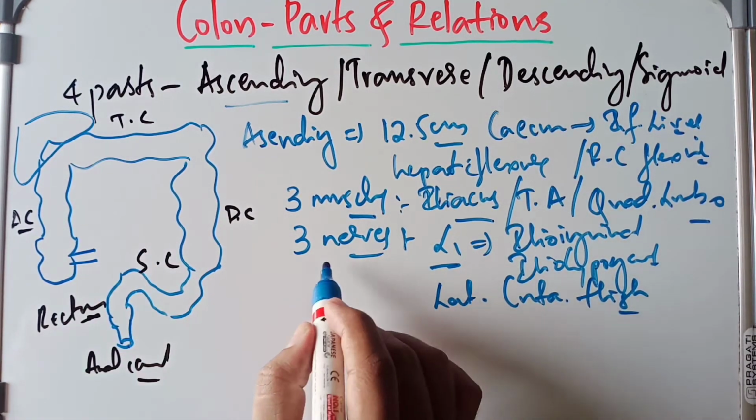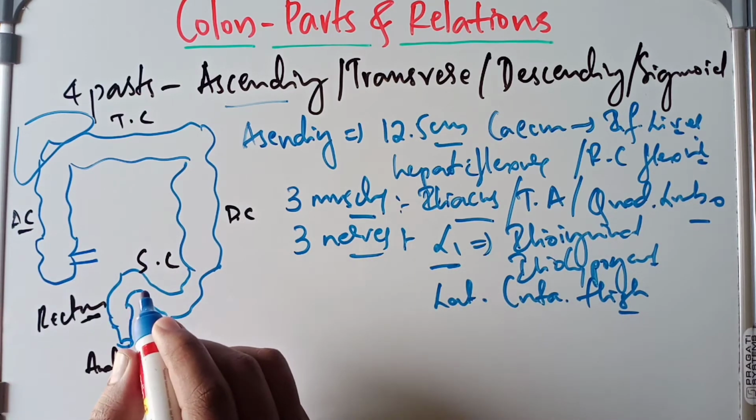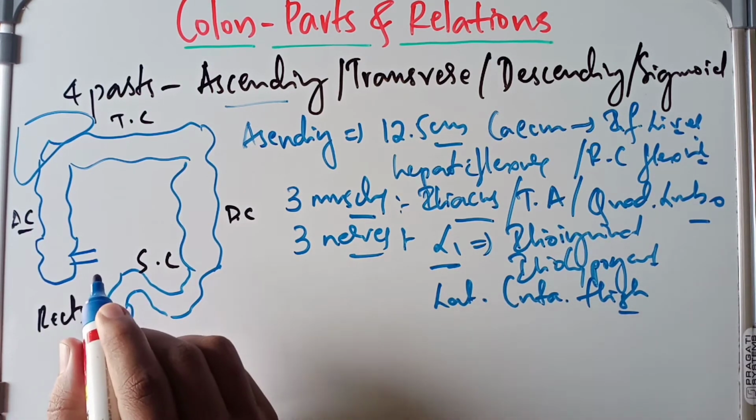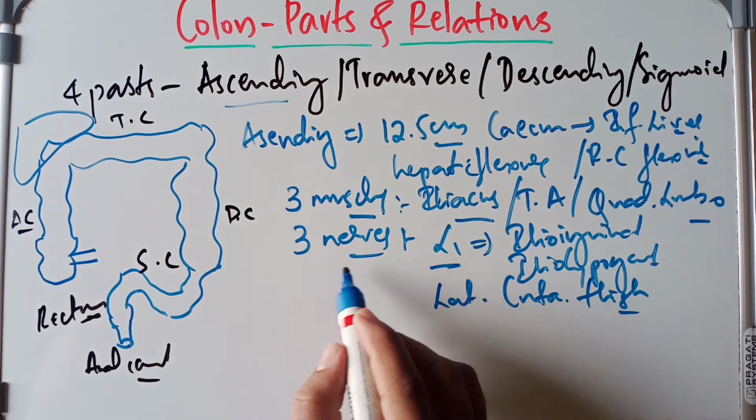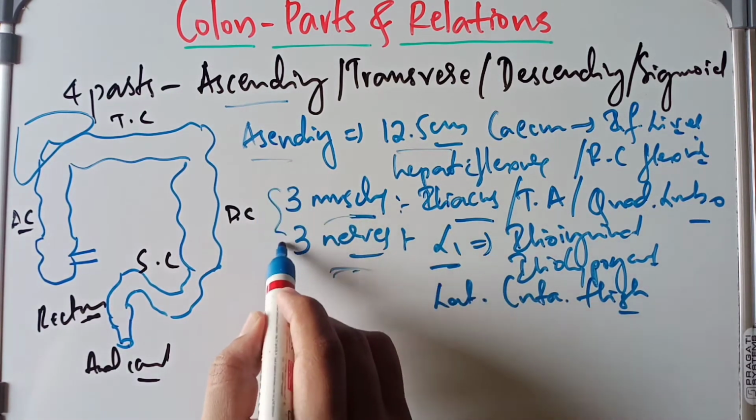During its course it will cross these nerves, and anteriorly it is related to the coils of small bowel and also the right edge of the great omentum. So these are the relations of the ascending colon, its parts, and also the muscles and nerves related to it.